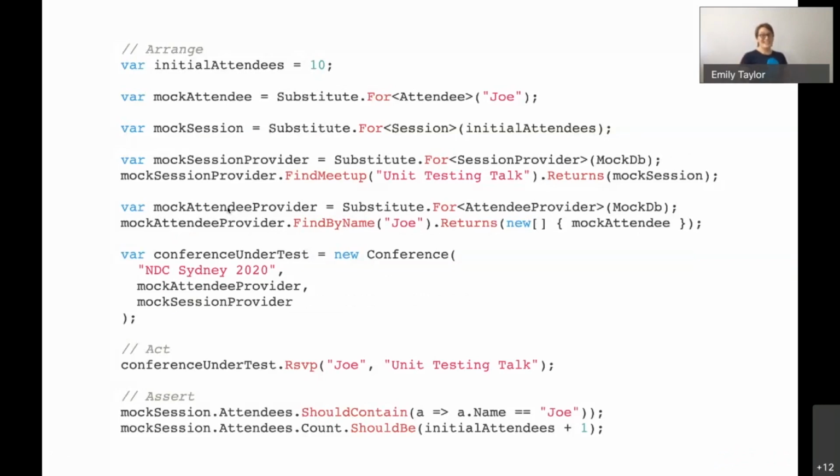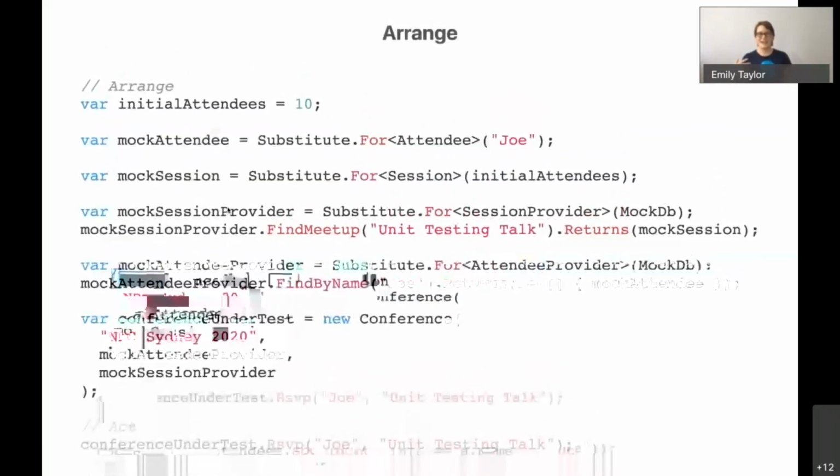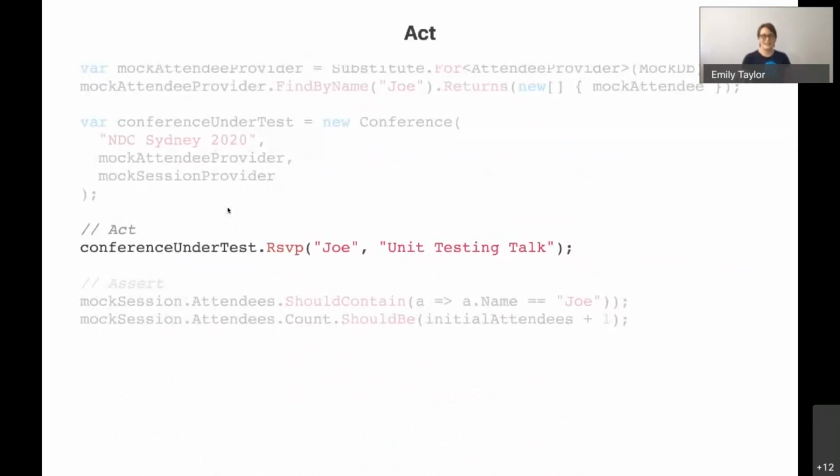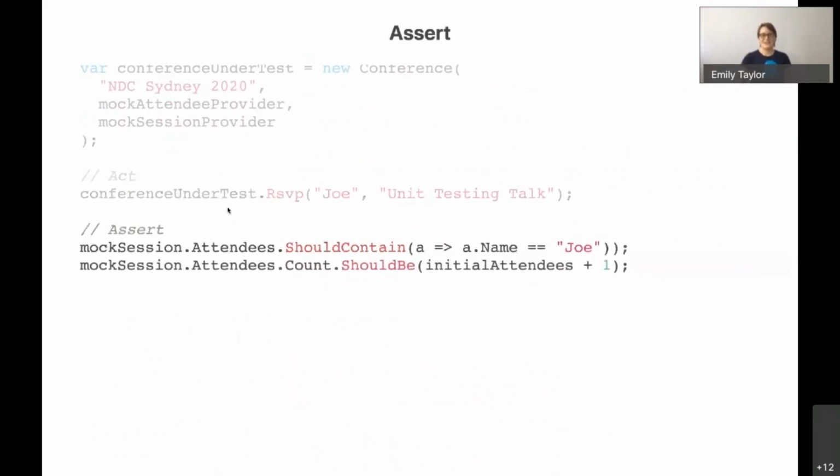So that's all some stuff that we generally agree about unit tests, right? And here's a unit test. It's a fairly contrived example. It's something that fits on one slide. Maybe it needs a bit of a refactor. That's a whole other talk, but let's go through this step by step. So we have an arrange. We're setting up a unit under test, in this case, our conference. And in order to get there, we have some entities that we're mocking out and some services that the conference relies on. Then we're acting, we're testing a behavior, we're RSVPing Joe to the unit testing talk. And then an assert. So we're checking that Joe has been added to the attendees list.